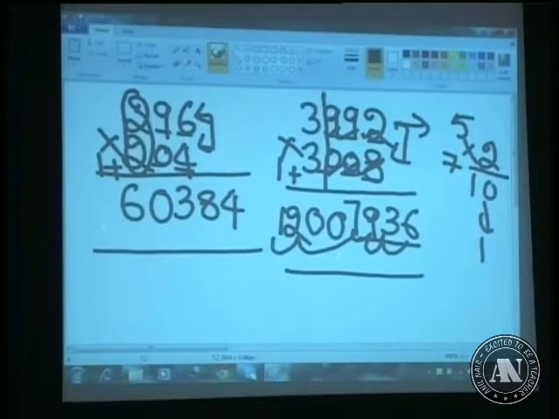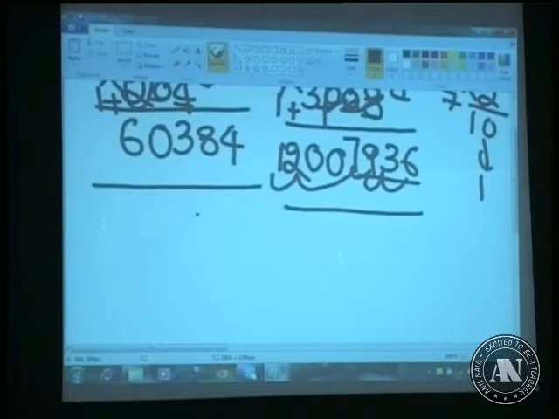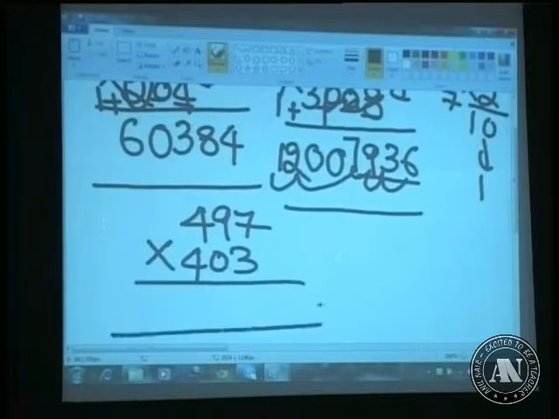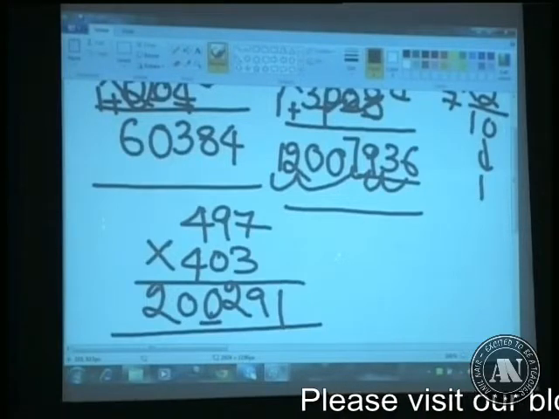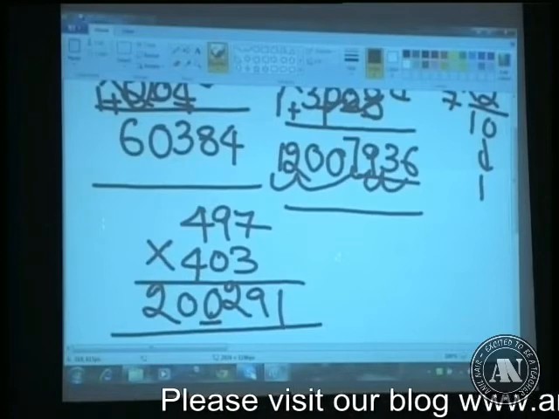Now, please tell me the answer for this question. Please don't use pen, sir. 497 into 403. Right? 200291. Is it clear? 97 plus 3. 290. 1, 2, 3, 4 digits. Place 0. Clear? Let us increase into level 3.